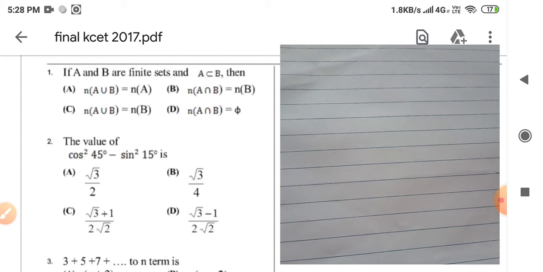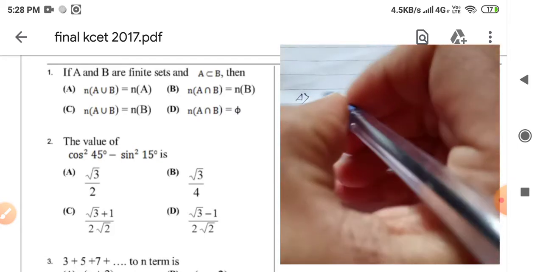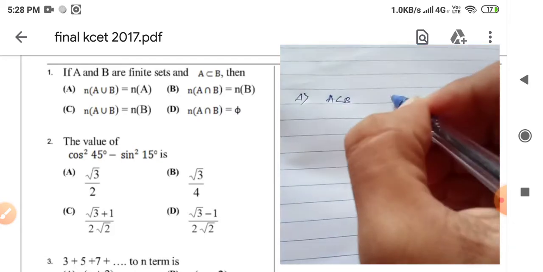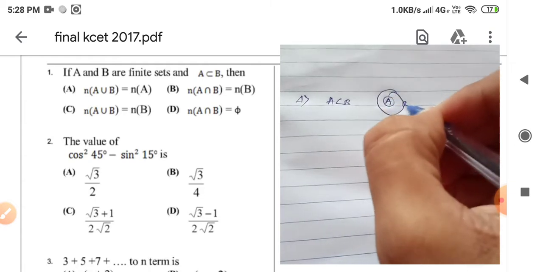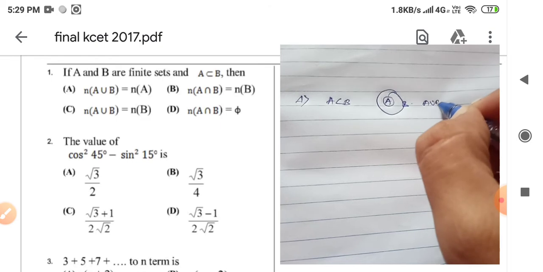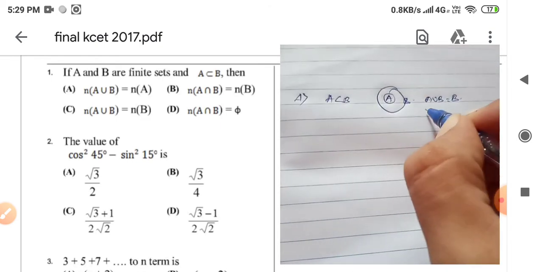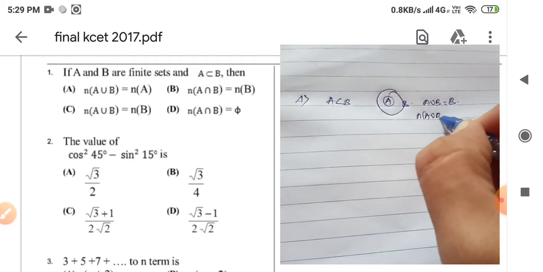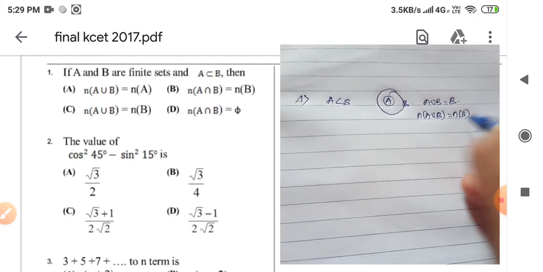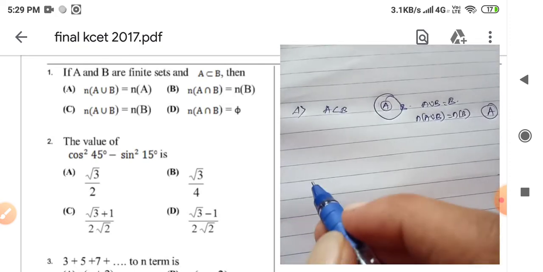See the first question: if A and B are finite sets, A is a subset of B. My dear students, it's very simple. Whenever they say that A is a subset of B, it is very clearly understood that A is inside B. When you write the union of these two, there is no doubt A union B is the same as B, because every element of A is there in B. So the number of A union B is the same as the number of B. So this is my first answer. Finish.